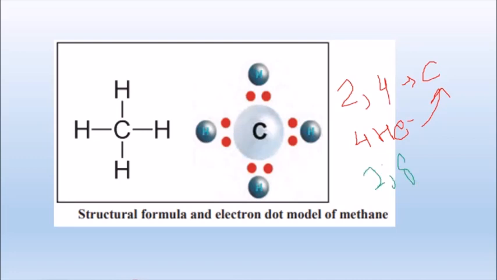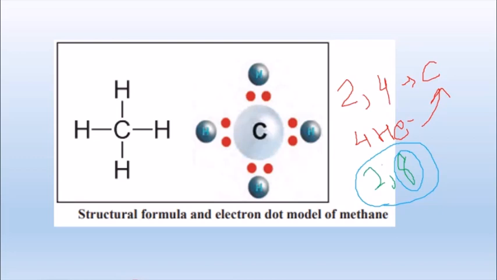It will be 2,8. As it is 2,8, this last shell is complete and a complete octet is formed here. So after adding 4 electrons, the carbon which was incomplete gets completed. So now we have CH4, and CH4 is called methane. This is how methane is formed when carbon gets attached to 4 hydrogen atoms.